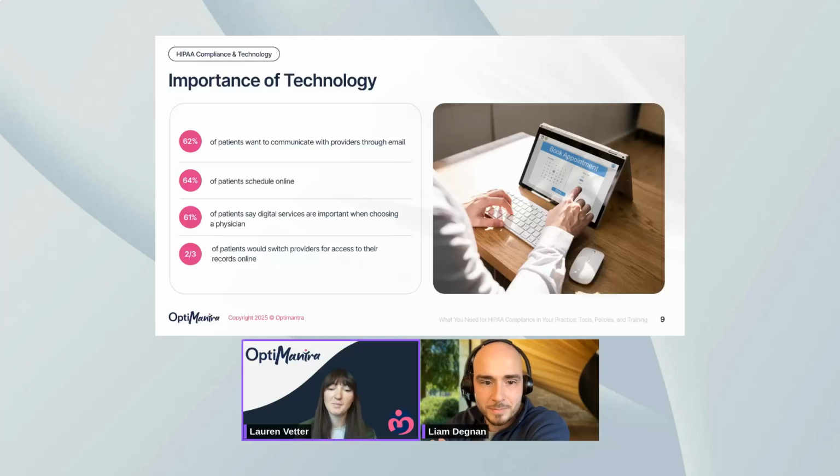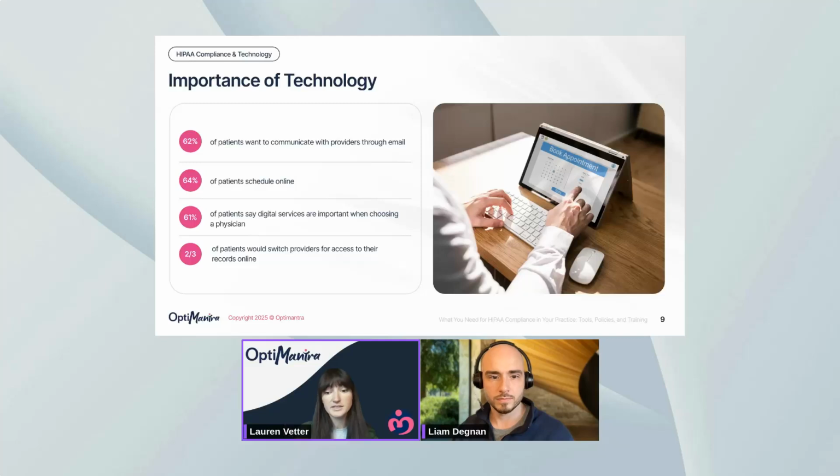So as we talk about HIPAA in 2025, it's nearly impossible to separate compliance from technology because your patients are expecting that digital first experience. So we have here some industry stats. 62% of patients want to communicate with their provider via email. 64% are scheduling appointments online. 61% say digital services influence which physician they choose, and 2/3 would actually switch providers solely to access their records online. So the demand is super clear that patients want convenience, they want transparency, and they want easy access.